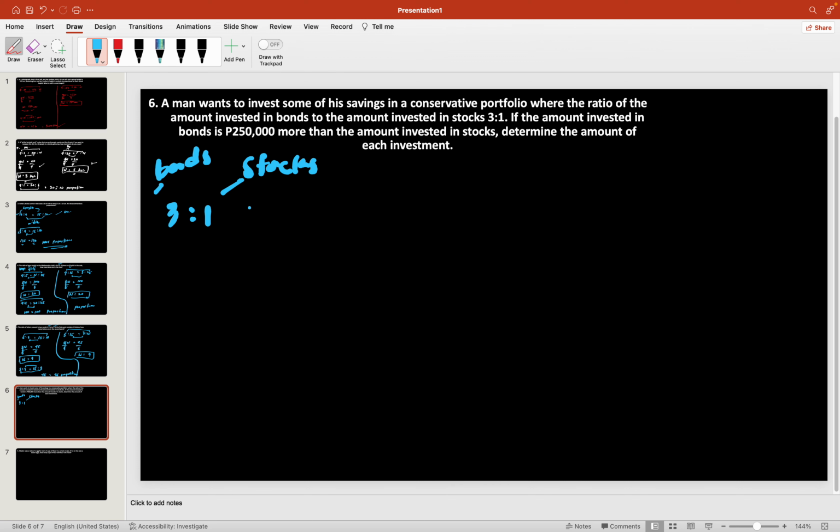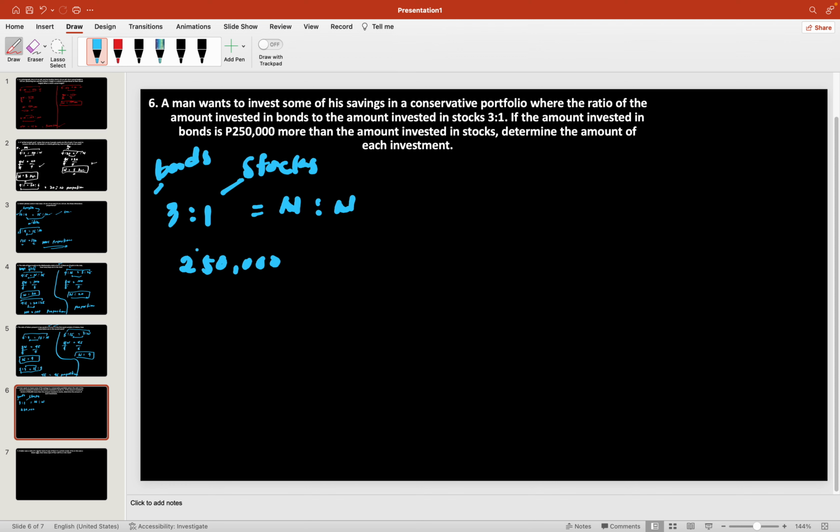So the one that is missing is those two. Okay, the one that is in here for the bonds and for the stocks are the two that are missing. But meron tayong given na 250,000. So sabi niya, lamang ng 250,000 yung bonds natin kaysa sa stocks.